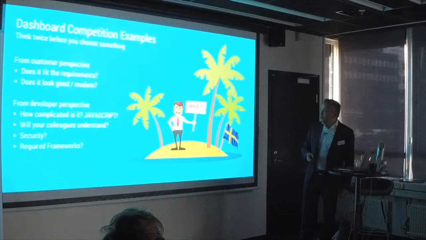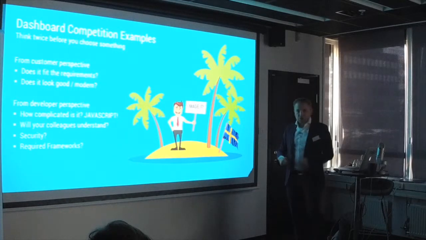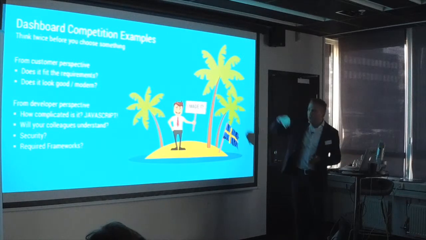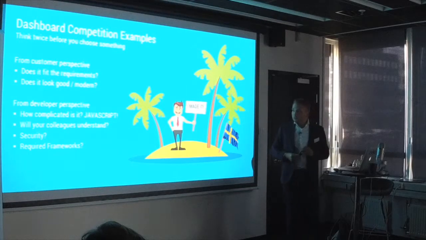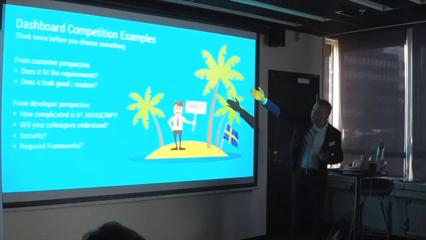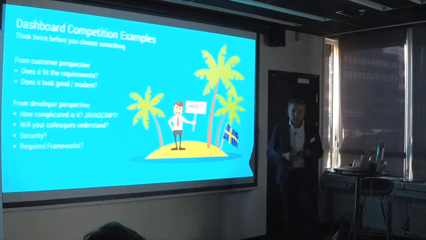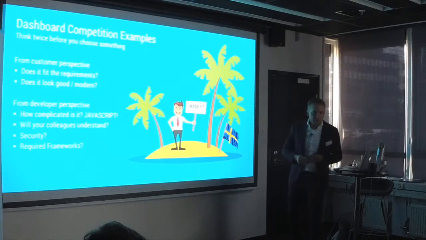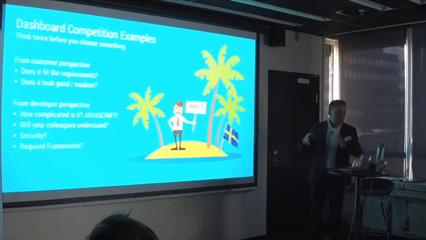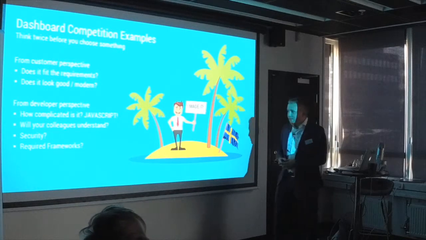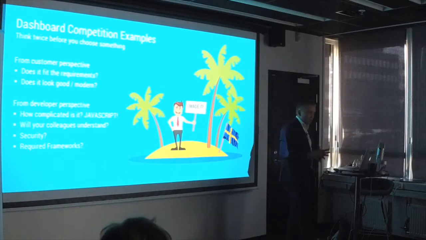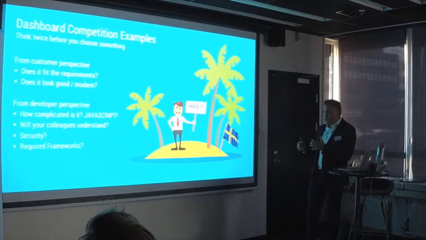Okay, now let's go to the dashboard competition. I want to show a few more examples. And here, before I start, when you see the dashboards, the customer sees: does it fit my requirement? Does it look good? That's what the customer sees when you show this to them. And what you should consider when you look at those dashboards is how complicated it is to integrate, how much JavaScript is inside, and how is it integrated.